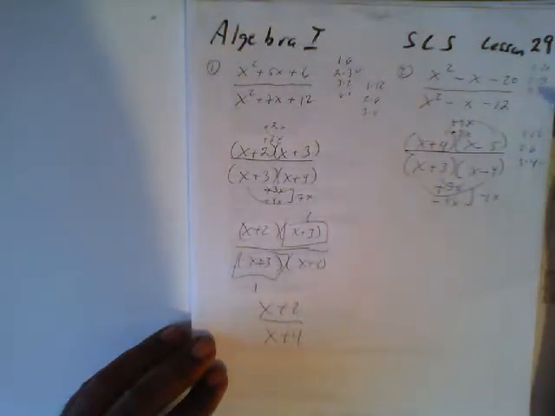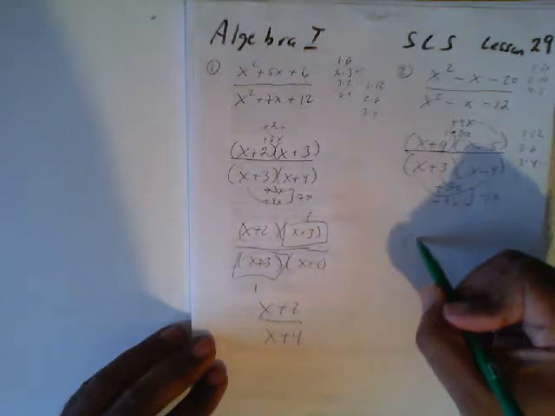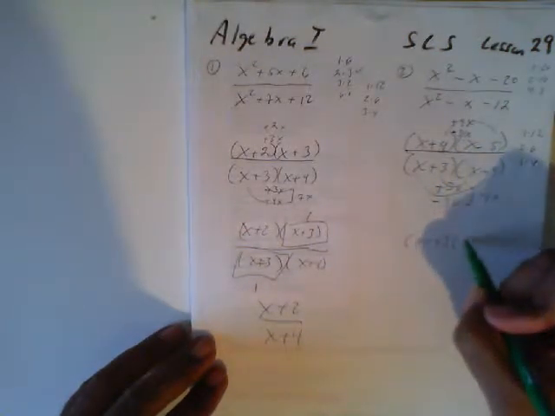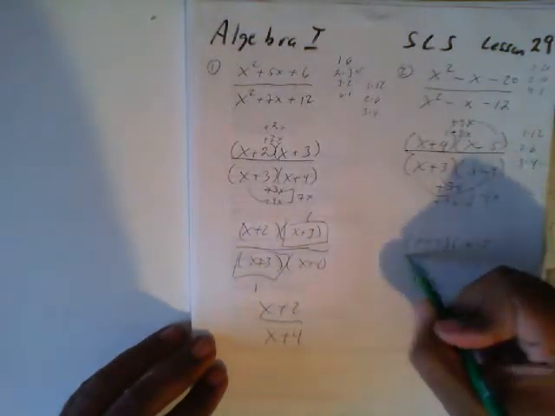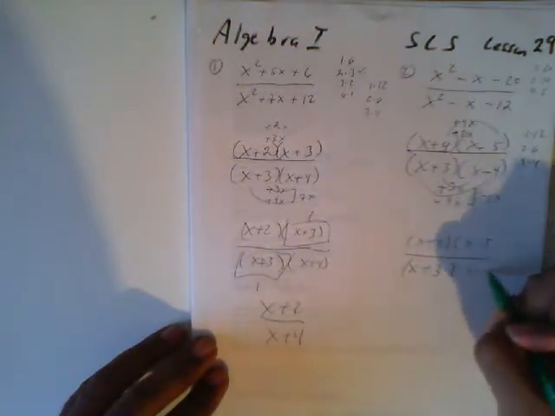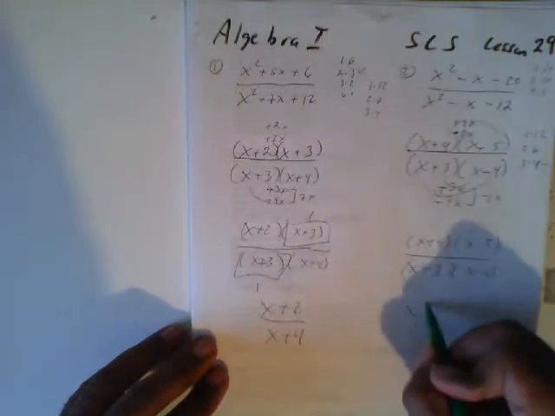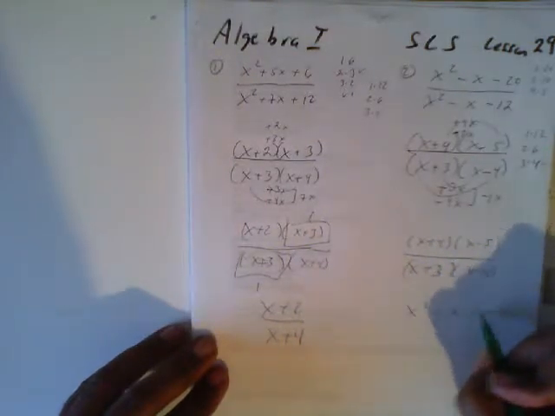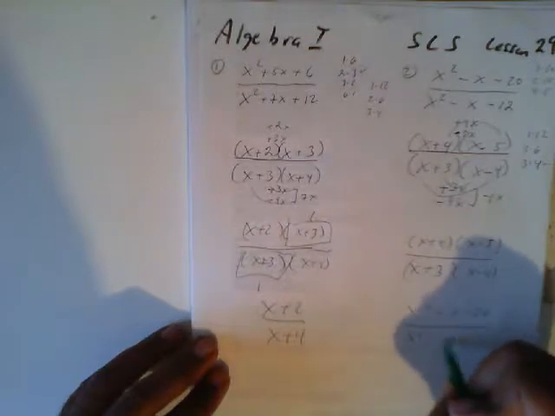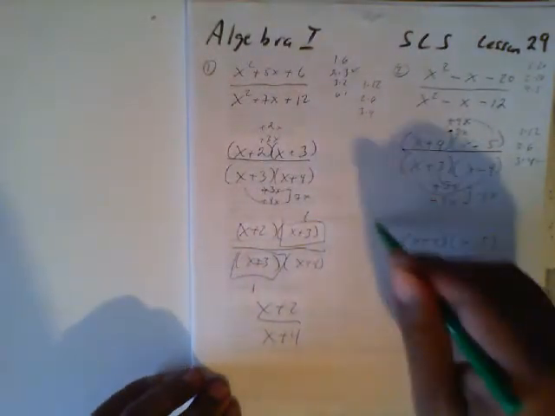Okay. According to this, nothing will cancel out, so this remains. We get no simplification of this. x plus 5 over... x plus 3 and x minus 4. So this kind of remains here. Or we can keep it the original, x squared minus x minus 20 all over x squared minus x minus 12. So either one of these is okay.